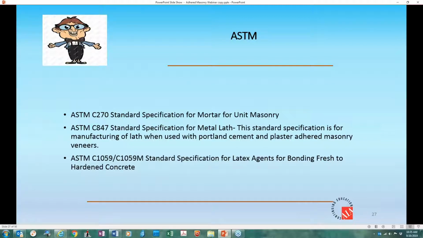C847. This specification is for when lath is used with Portland cement plaster or adhered veneers. The standard discusses the different types of lath available, both with and without backing materials. So if you're having a problem with your lath, if you're having a problem with it bulging, buckling, this is where you want to go start first. And C1059 and C1059M, this is a good one if you're just getting started in the industry, because it discusses latex bonding agents for applications far beyond adhered masonry veneers. It's just a really good one to have a record of.